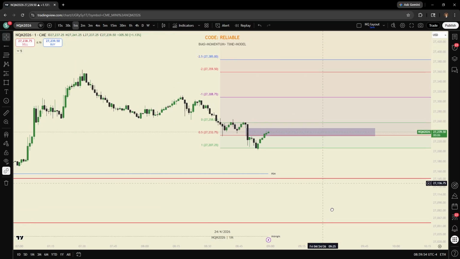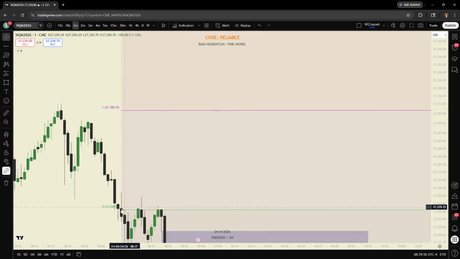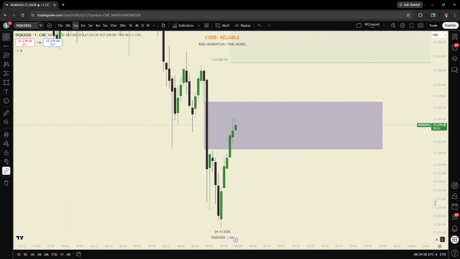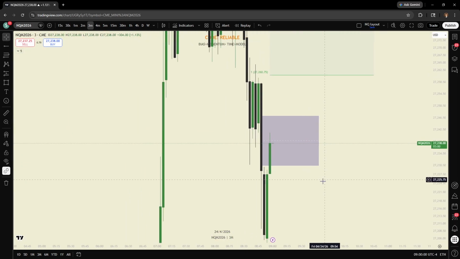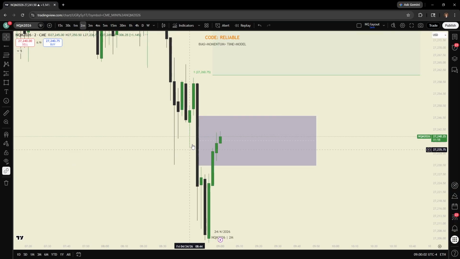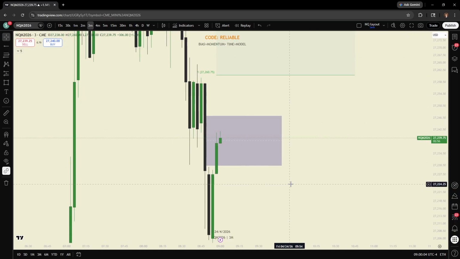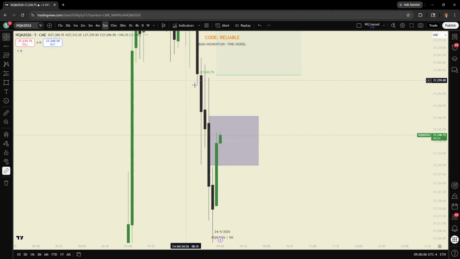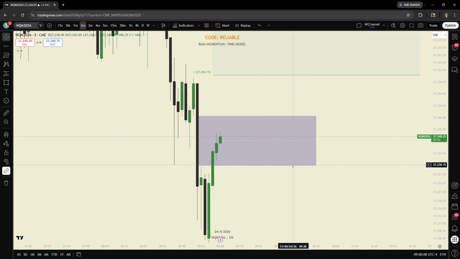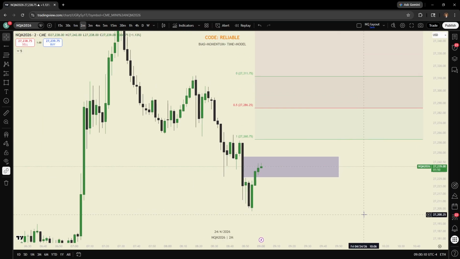Why the 2 minute more obvious? So if you look, your eyeballs, right? My eyeballs at least are telling me, okay, this 2 minute gap is bigger than the 3 minute gap. And it's also bigger than the 5 minute. That's why.